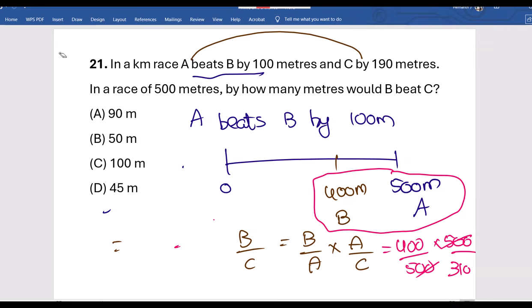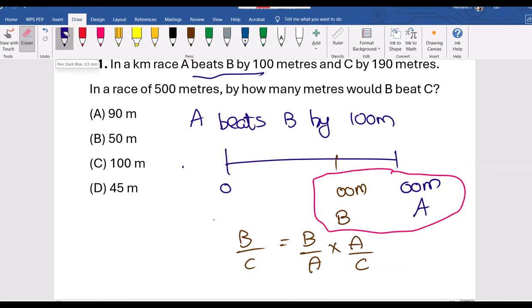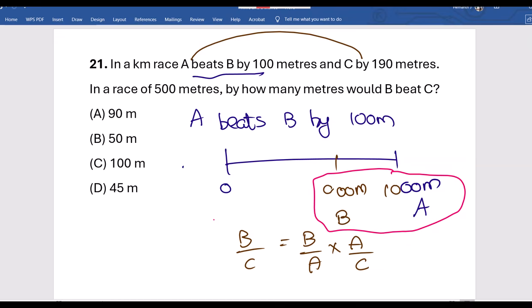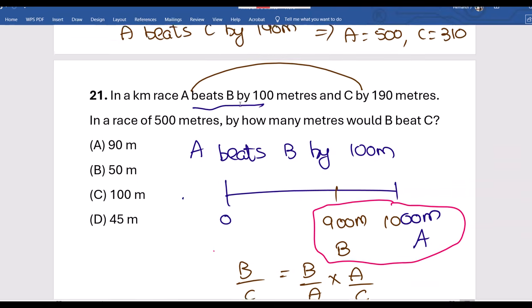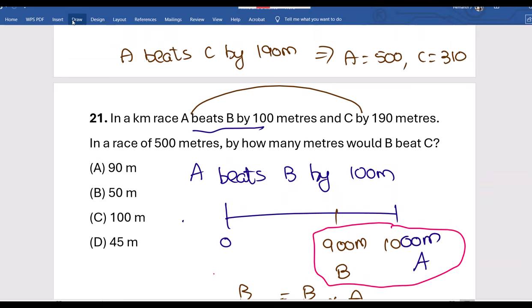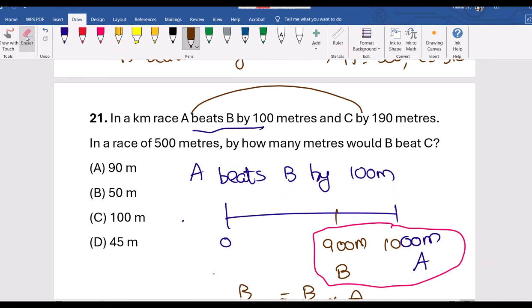What is the first line? In a kilometer race. The procedure was explained correctly, but what went wrong? This is a kilometer race, which means A should be 1000. My dear friend, A should be 1000, B should be 900. What is the first line? Kilometer race. Then, above, A is 1000.